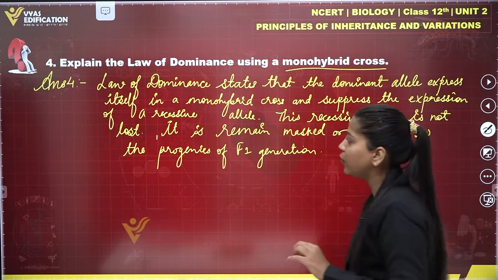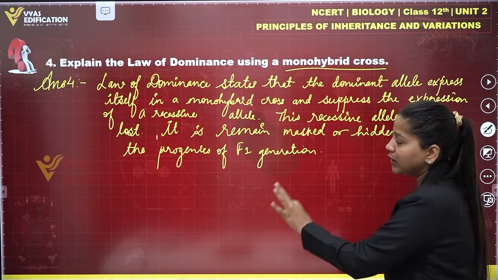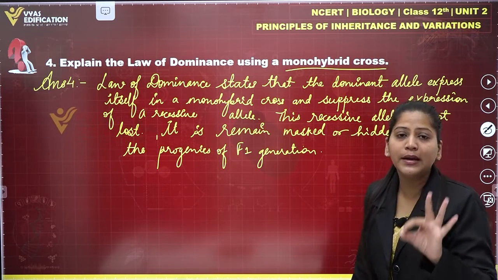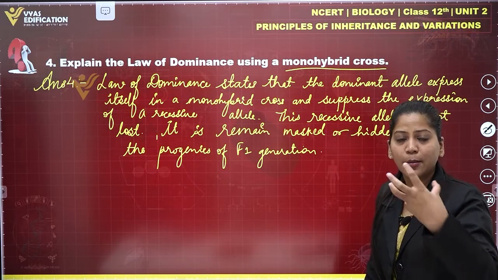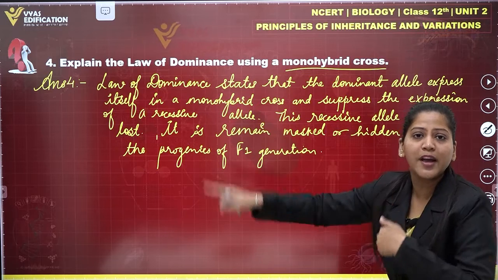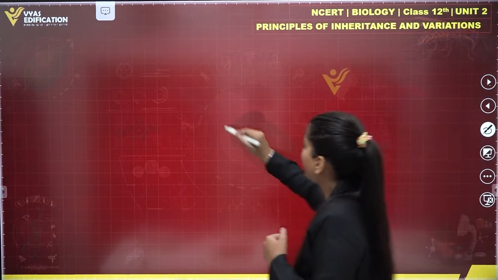Alright, now we are going to make a monohybrid cross to explain this law of dominance. We know that the law of dominance is where the dominant allele expresses itself and suppresses the expression of the recessive allele. This recessive allele is going to express in the next generation or F2 generation. So let's talk about that.